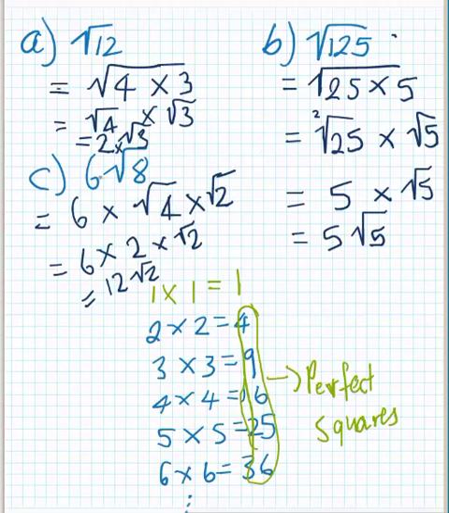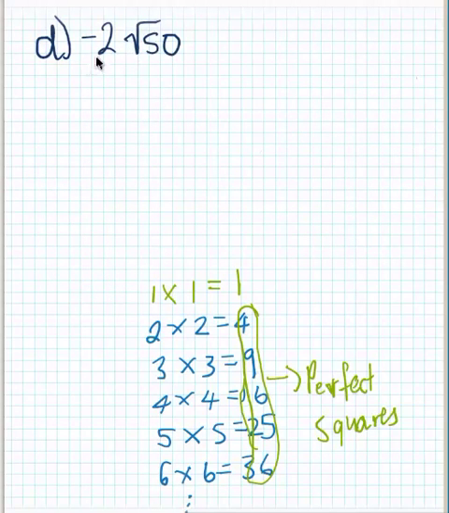And don't be confused if you have a 6 out here. You're just saying 6 times whatever number you can turn into a whole number. Okay? And I write the last question up. Now with D, we have a negative 2 on the outside. So just remember, leave it there for now. It's saying negative 2 times the square root of 50.